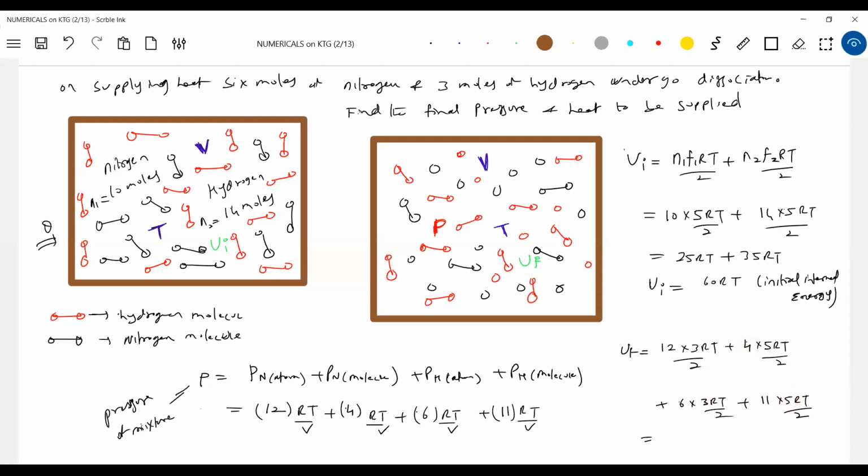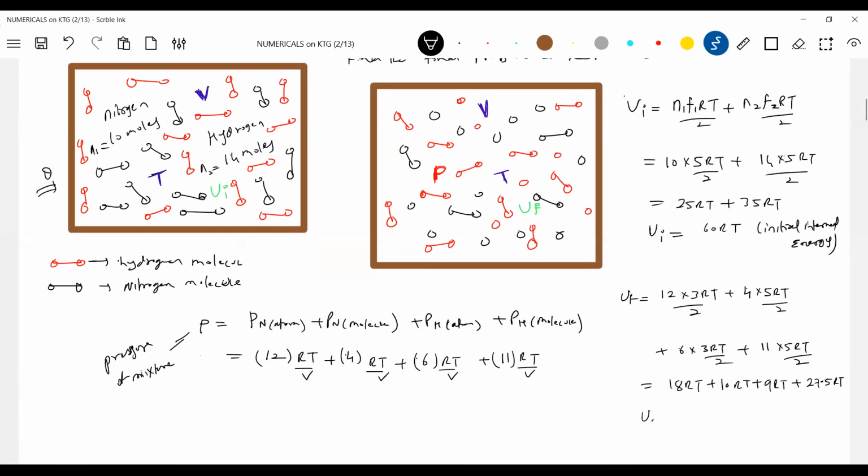Solving this, so this will be 618 RT, 210 RT, 9 RT, 55 by 2, 27.5 RT. Look at the final energy. Will it be less than or greater than the initial? Anybody, the final value? This one? 64.5.